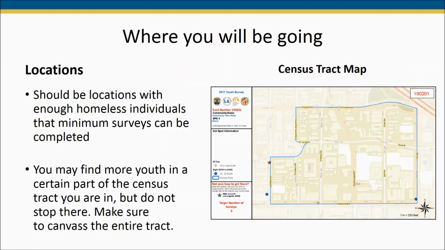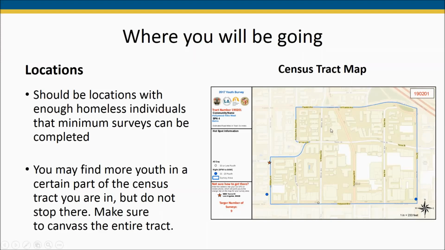Now, I would like to show where you'll be going. We already pre-selected all the census tracts that you will be going to do the survey. Those are the locations with enough homeless individuals that minimum surveys can be completed, and you may find more youth in a certain part of the census tract you're in, but do not stop there. You have to canvass the entire tract.